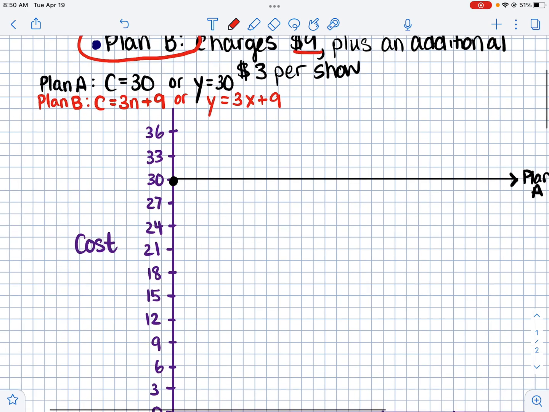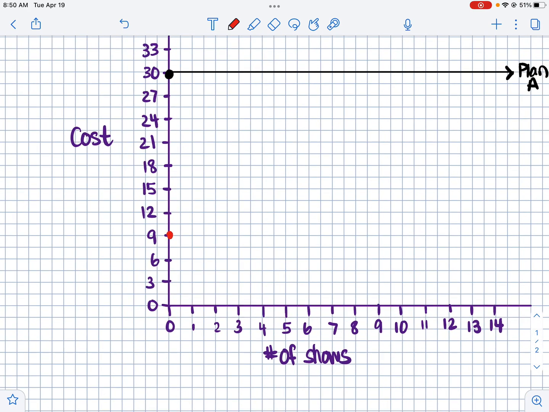That's how I write the equation. And now I'm going to graph it. I know it's going to start at $9. That's the flat fee, so even if I watch 0 shows, it's going to cost me $9. Now if I watch 1 show, it's going to cost me $3 for that 1 show plus my $9 initial fee, so that's going to cost me $12. Put a dot at 12. It's going to go up by $3 every single time I watch a show.